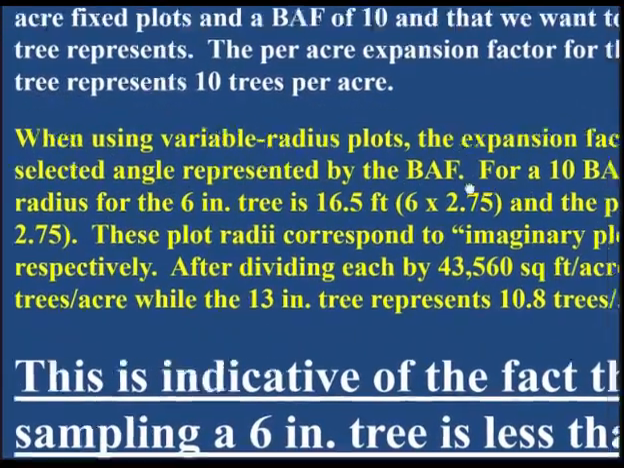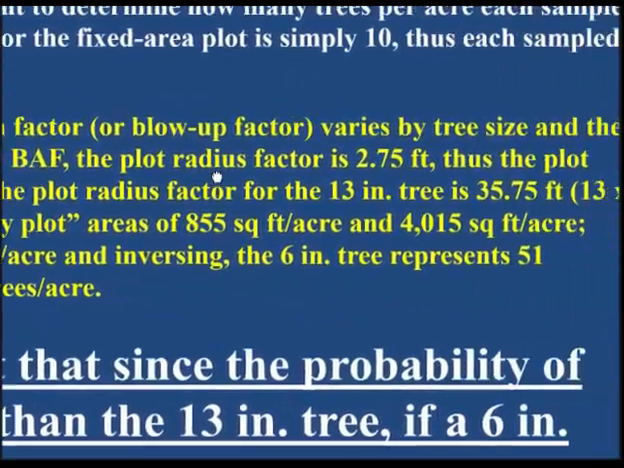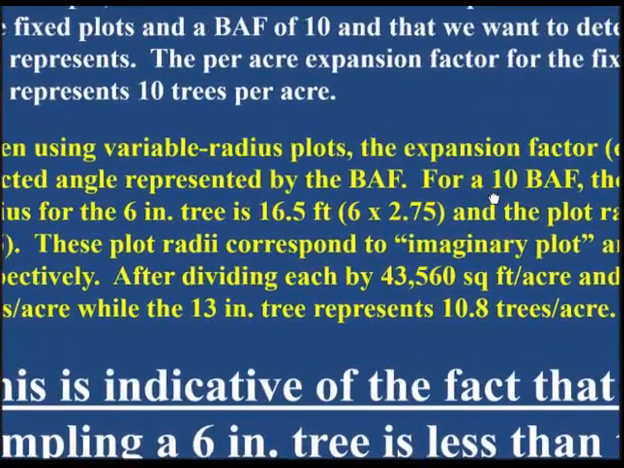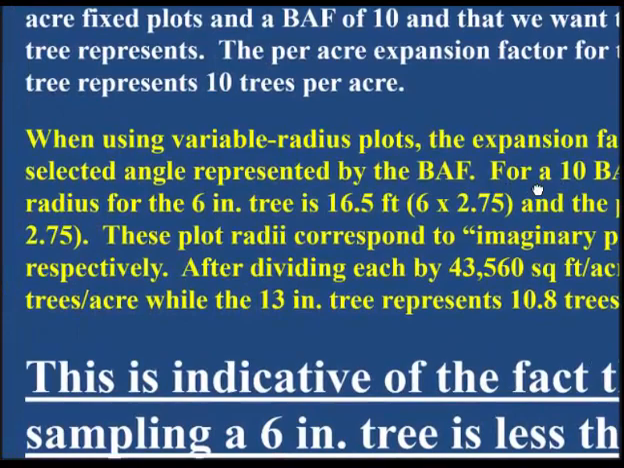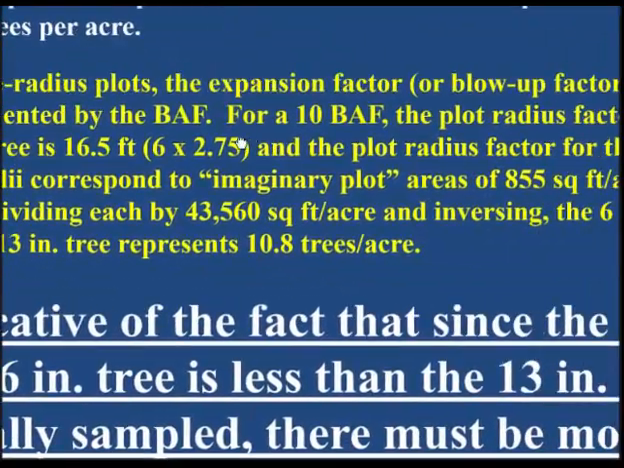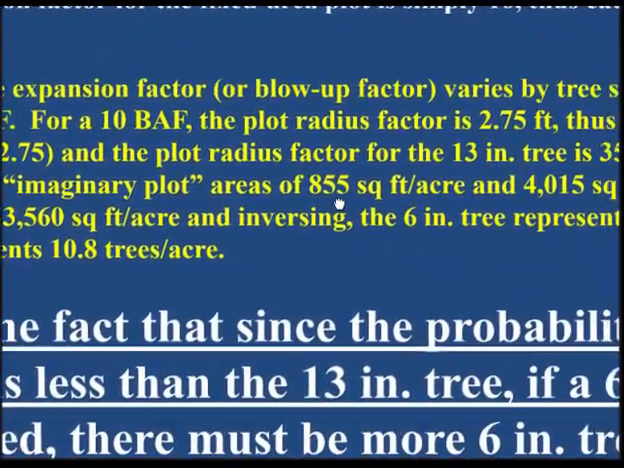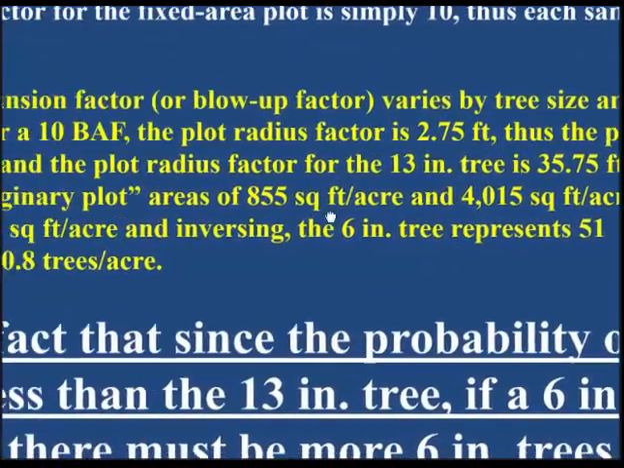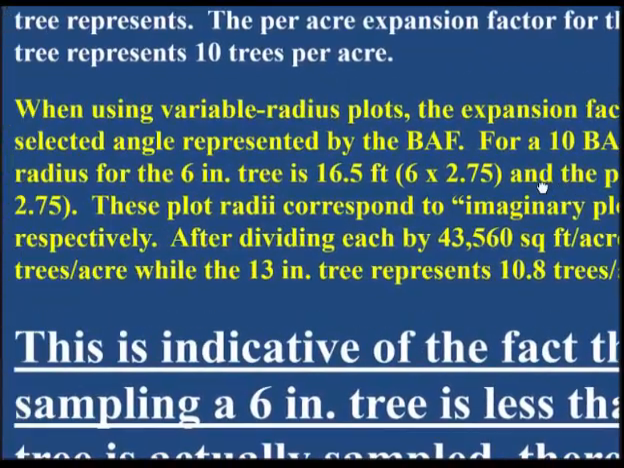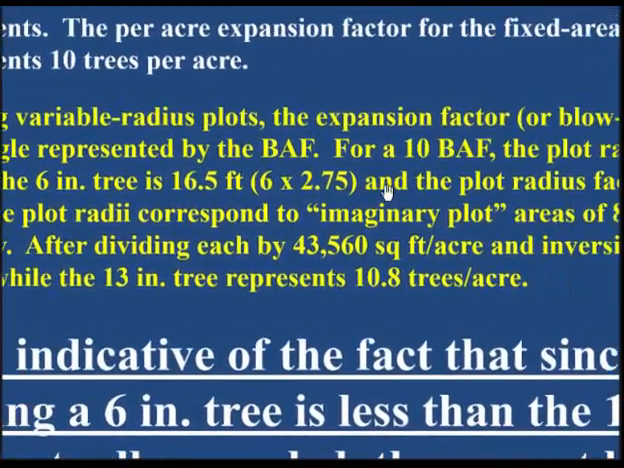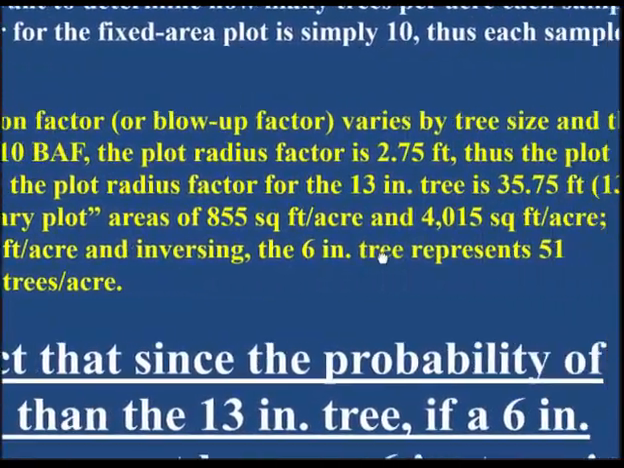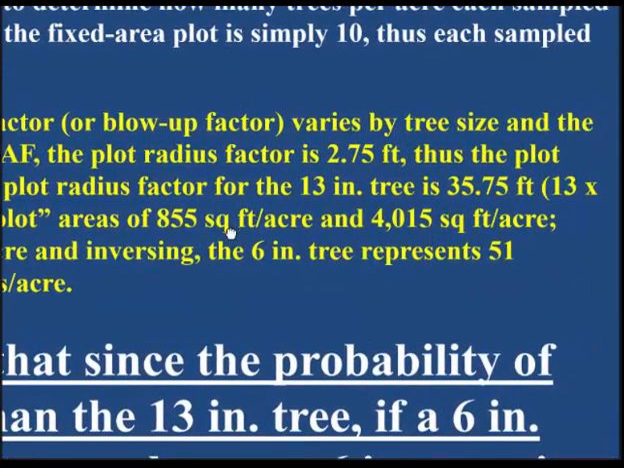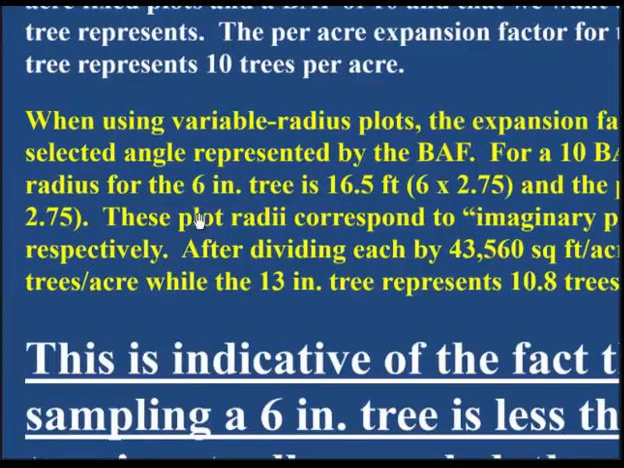When using variable radius plots, the expansion factor or blow-up factor varies by tree size and the selected angle represented by the BAF, and we've already talked about that. For a 10 BAF, for example, the plot radius factor is 2.75 feet. Thus, the plot radius for the 6-inch tree is 16.5 feet, right? 6 times the PRF, plot radius factor of 2.75. And the plot radius for the 13-inch tree is 35.75, 13 times the PRF, plot radius factor of 2.75.